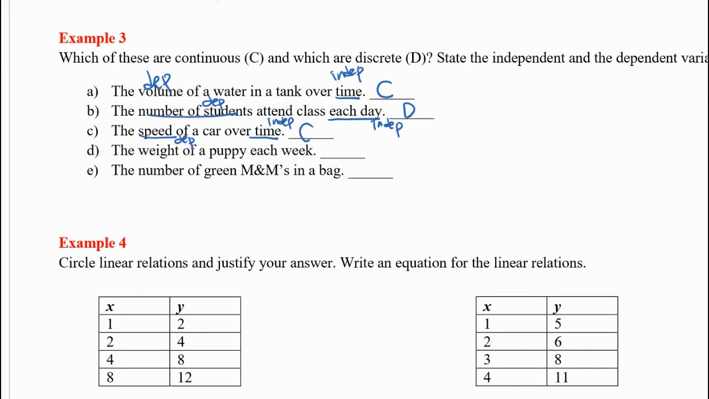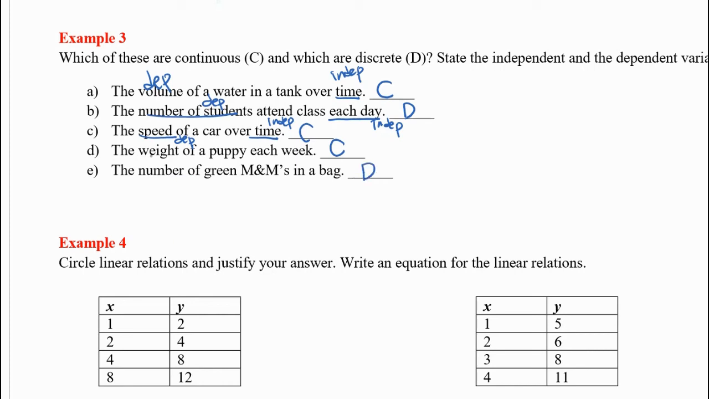And the weight of a puppy each week, is it continuous or discrete? It is continuous because weight is measurable, not countable. And between week 1 and week 2, the weight still changes. So we should join the points, right? It's continuous data. The number of green M&Ms, is it countable or measurable? It is countable, right? So this is discrete data.